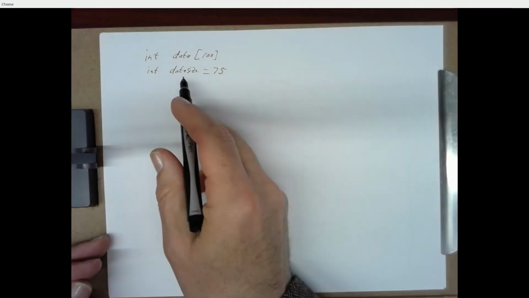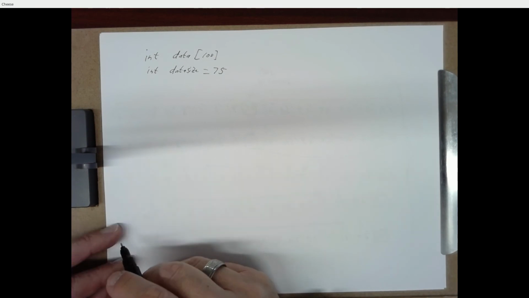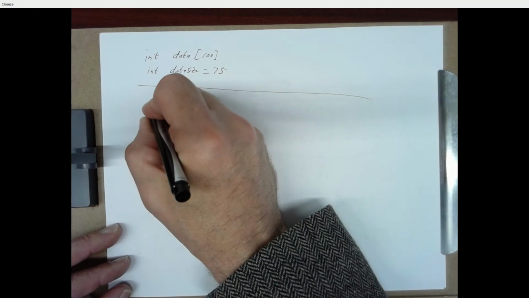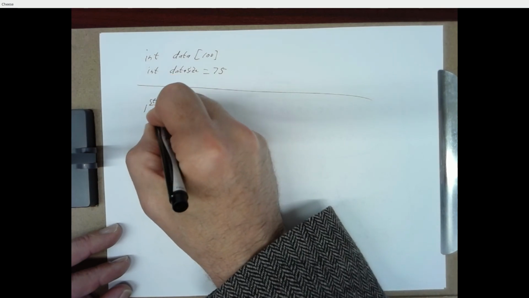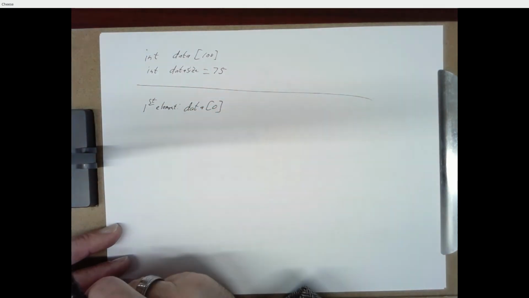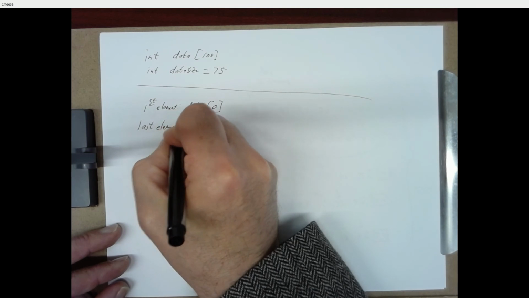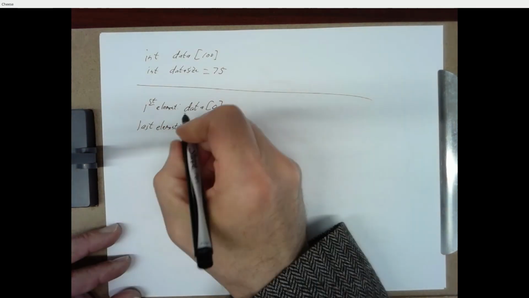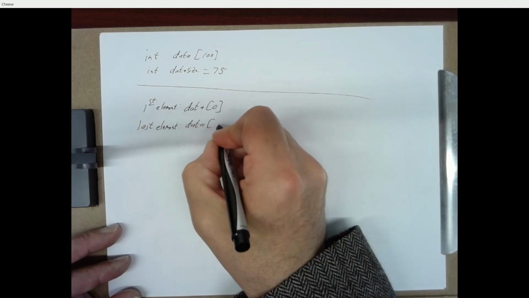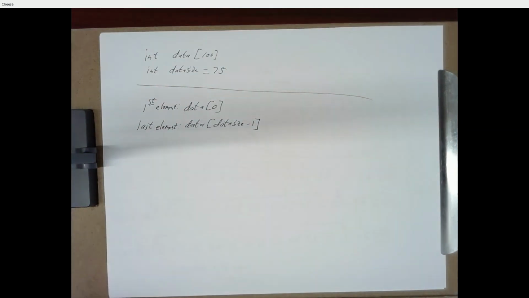General C question here. Suppose you have an integer array. Okay, we're calling it data, and you have an integer that tells you how many things are in your array. Okay, like data size. So first element is data[0]. That's easy. What's the last element? Right, it's data[data size minus 1], because we index from 0.